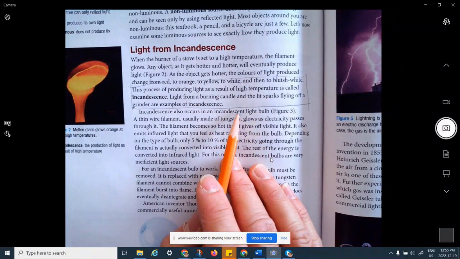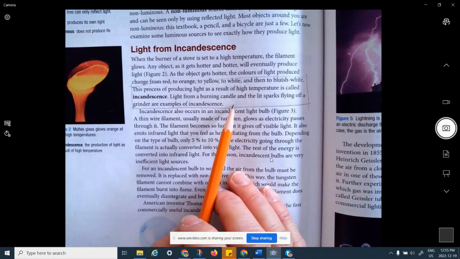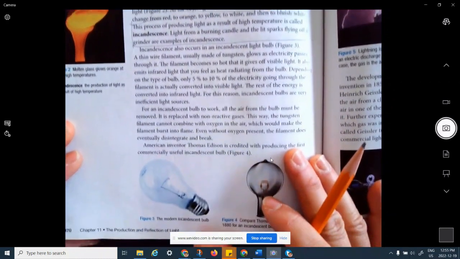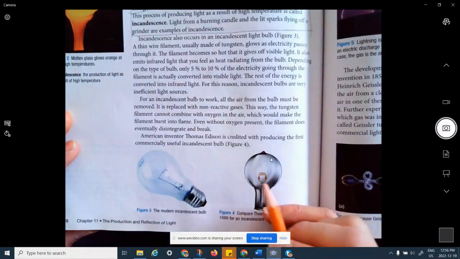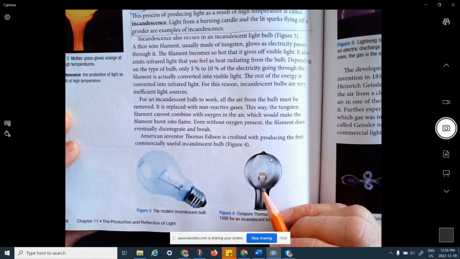How many of you have a stove at home with a coil wire? If you turn that on high, it glows red, right? That's a similar idea to a candle and incandescence. The old-fashioned incandescent bulb used tungsten.